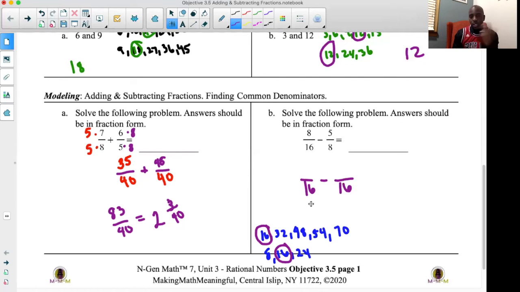Now, notice here, when we look at the first fraction, we say the common denominator is 16. 16 times what gives me 16? Times 1. So that means 8 times 1 needs to be just 8. We can leave that first fraction alone. However, the second fraction is where we need to think about, well, what do we do? How did we go from 8 to 16? What do we do there? We multiplied 8 by 2. So also multiply the numerator by 2.